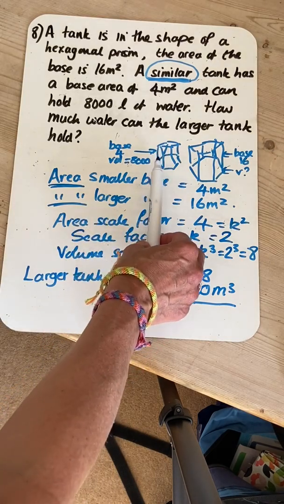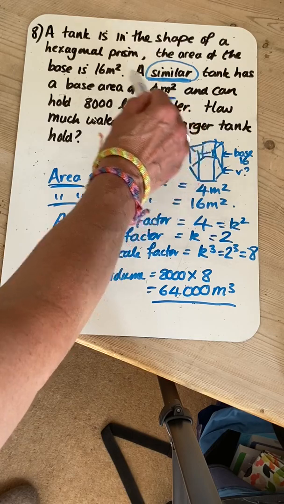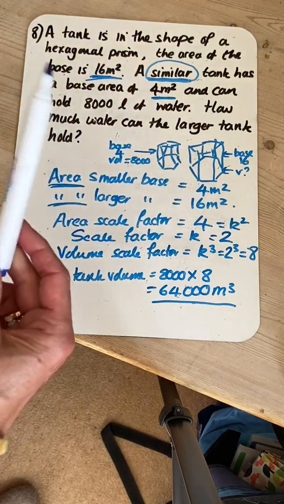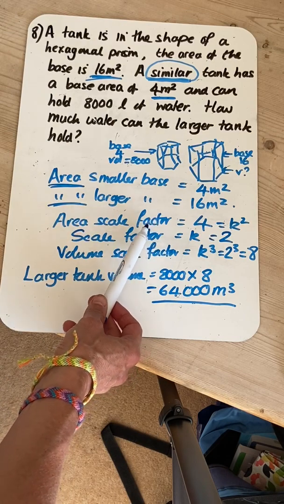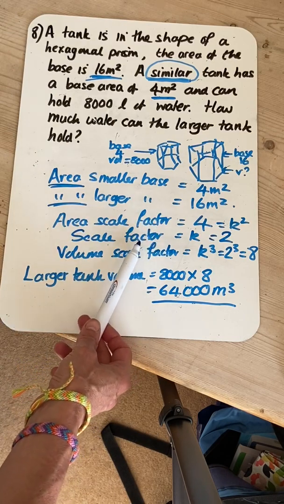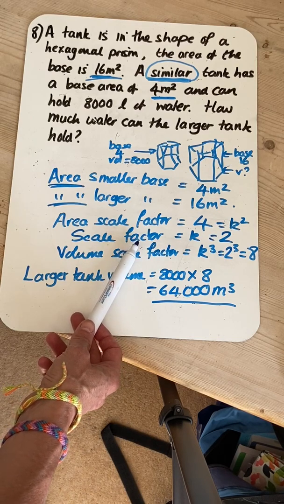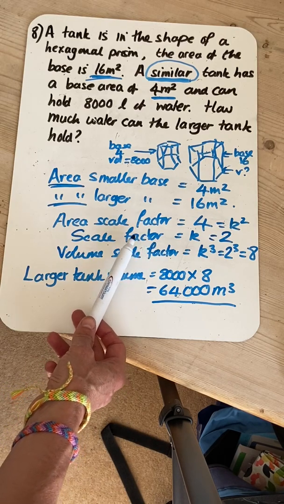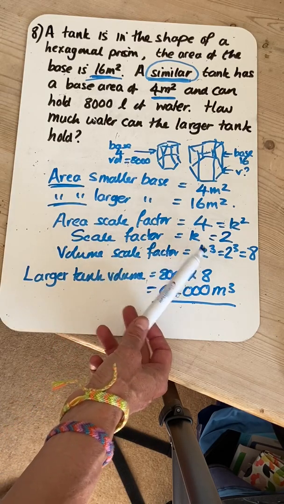So in this case, we knew that our base area of one was 4 and the base area of the other one was 16. That allowed us to get to an area scale factor. From our area scale factor, we can get back to a basic scale factor just by square rooting it. And from a scale factor, we can scale up to a volume scale factor by cubing.